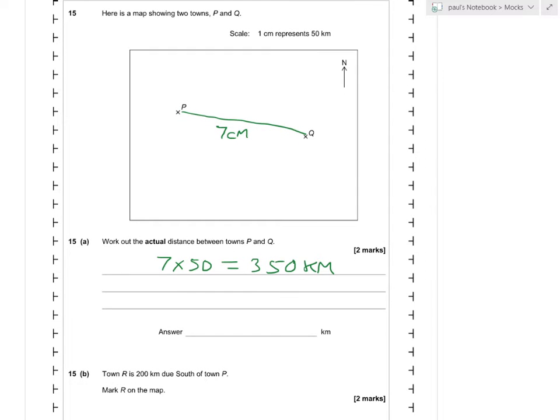Right, town R is 200 kilometers due south of P. So we've got town R. So 200 divided by 50, which equals 4 centimeters. So we need town R down there. Say maybe that's about 4 centimeters. Town R. Draw R on the map.